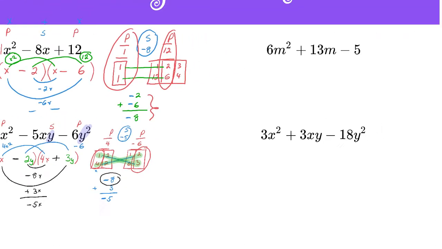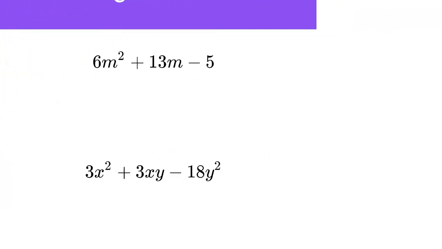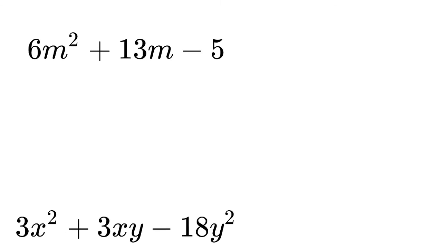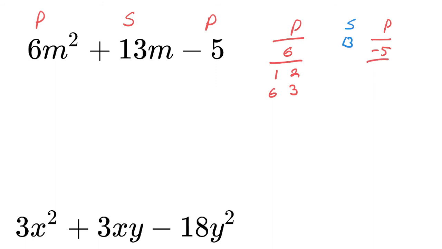I have 2 more examples. And here we go. Product, product, sum. So I want numbers that multiply to 6. So that's 1 and 6, 2 and 3. I want a sum of 13. And numbers that multiply to 5, which is 1 and 5.